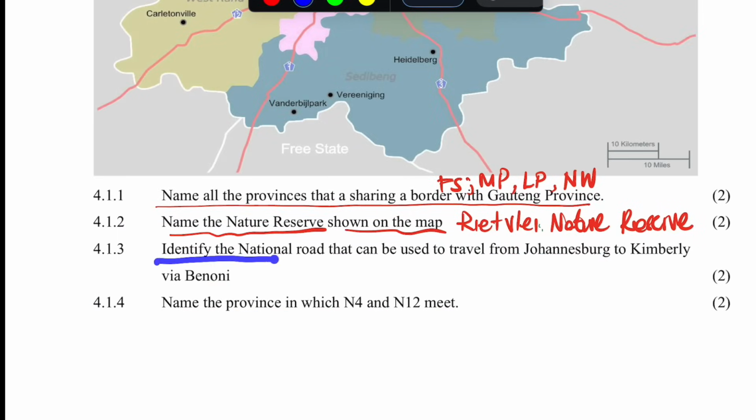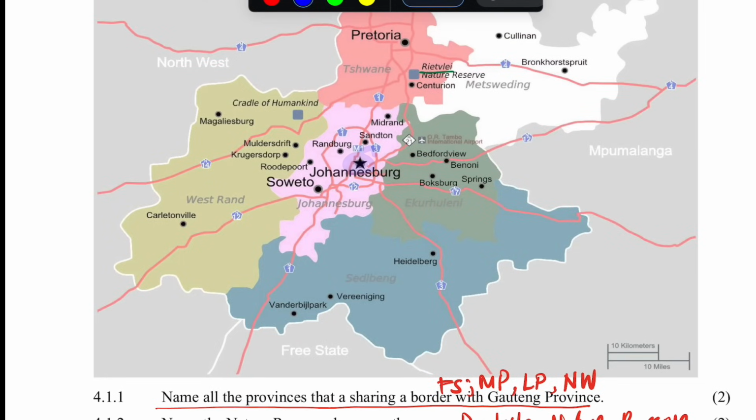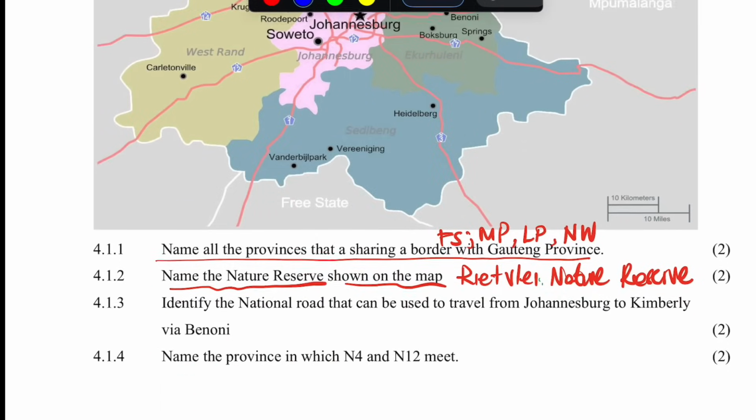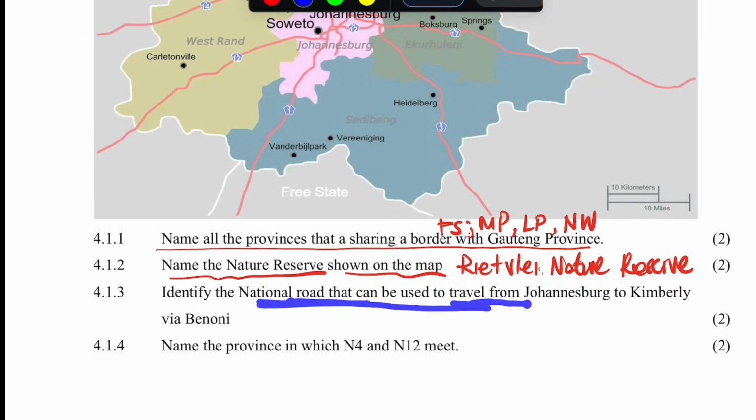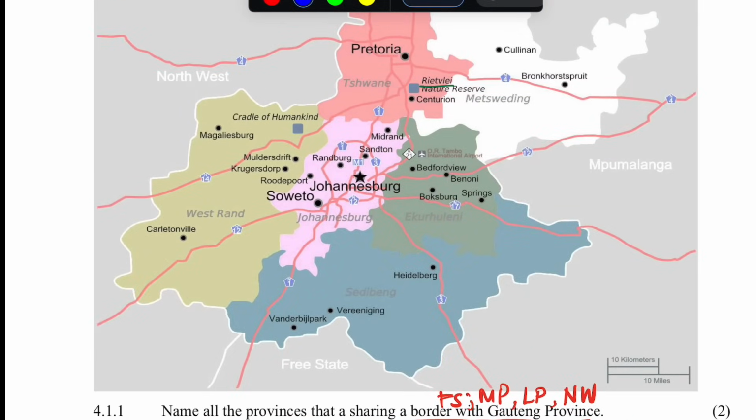identify the national roads that can be used to travel from Johannesburg to Kimberley via Benoni. So here's Johannesburg here, the city in Gauteng. It's not the capital. The capital city is Pretoria. So it says identify the national road from Joburg to Kimberley via Benoni. So where's Kimberley? Where's Kimberley? All right. Okay, I think Kimberley is in this. No.